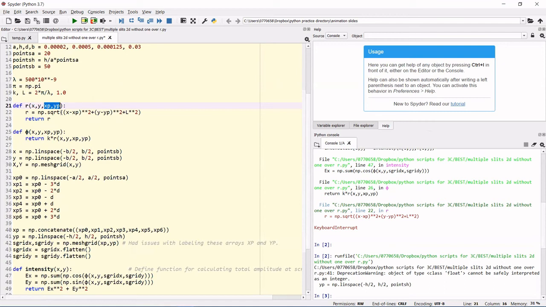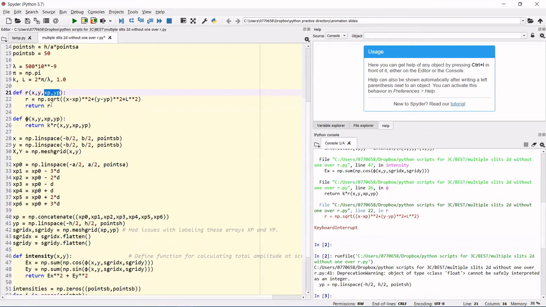I don't remember why I went with that choice, but x, y are the coordinates of a point on the screen. xp and yp are the coordinates of a point within one of the slits. And I need to know the distance between those 2 points. And for that, I just implement the distance formula. So this function accepts 2 points.